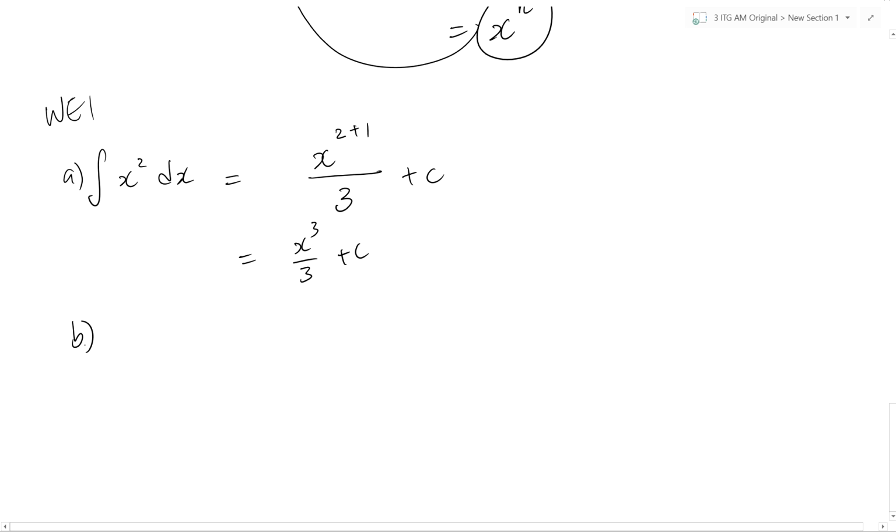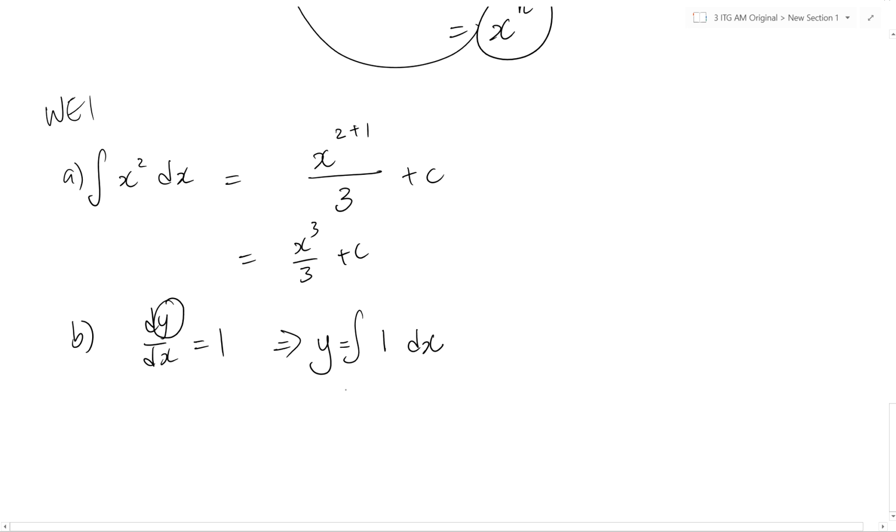Then in part B, we are given that dy dx is equal to 1. Now in this case, they tell us that when they differentiate y with respect to x, it results in 1. So when you integrate 1 with respect to x, we are going to end up with y.